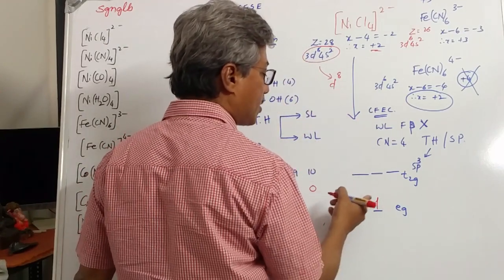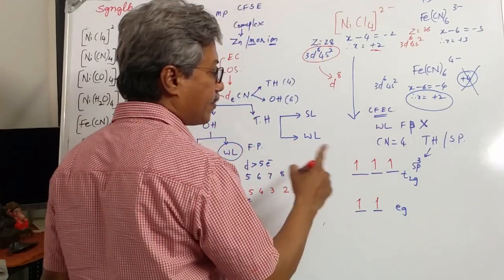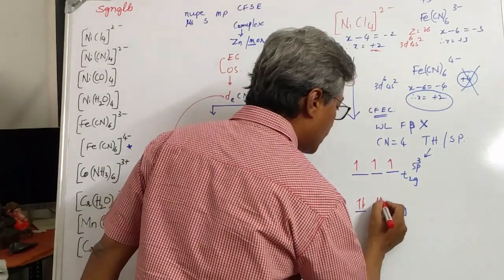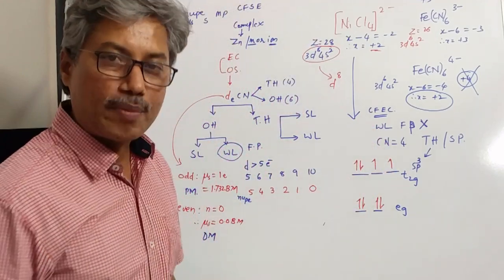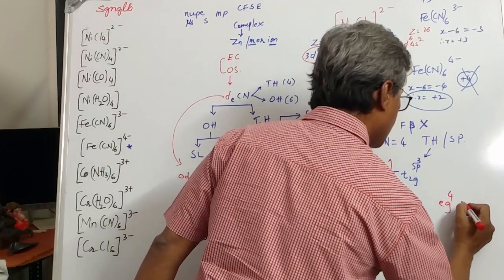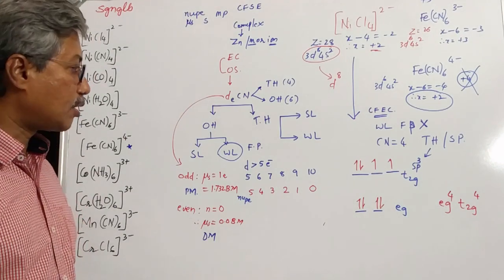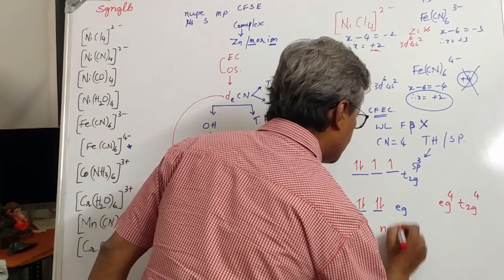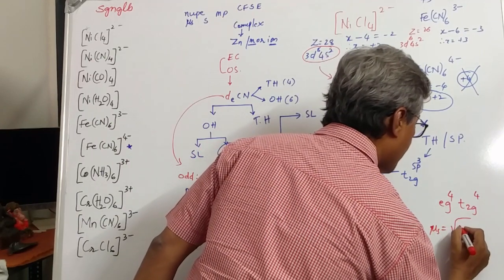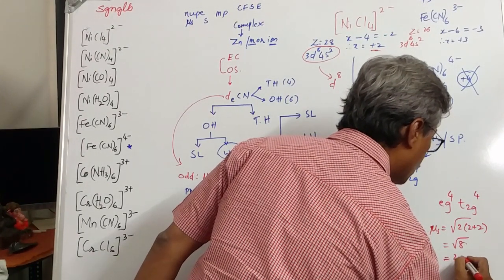Then the remaining electrons: how many are left out? 6. They will enter the next level: 3, 4, 5. All orbitals are filled. Next, how many electrons are left out? 3. That is 1, 2, and one more electron is here. Before counting unpaired electrons, write the electronic configuration: Eg 4, T2g also 4. The number of unpaired electrons n is equal to 2. Therefore, mu s is square root of 2 times (2 plus 2). This is square root of 8, that means 2.82.